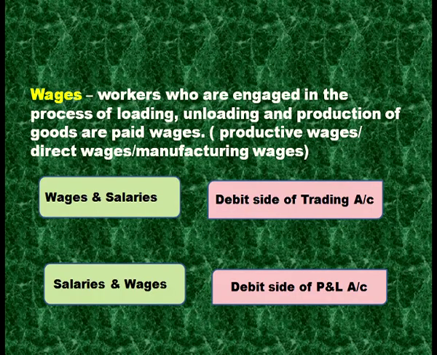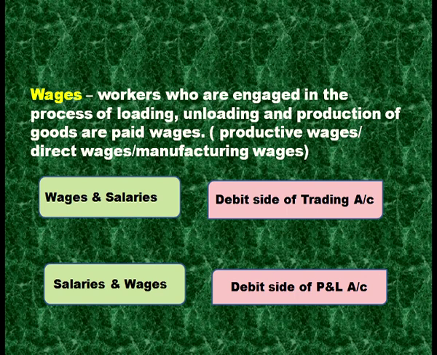Next very important item of trading account is wages. Workers who are engaged in the process of loading, unloading and production of goods are paid wages. They are called productive wages, direct wages or manufacturing wages.